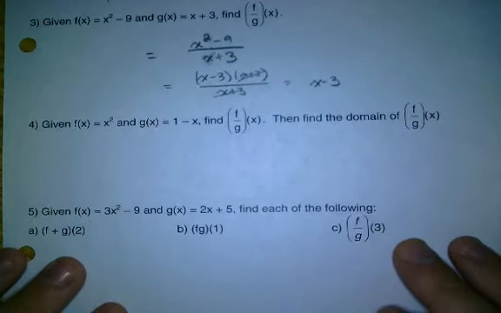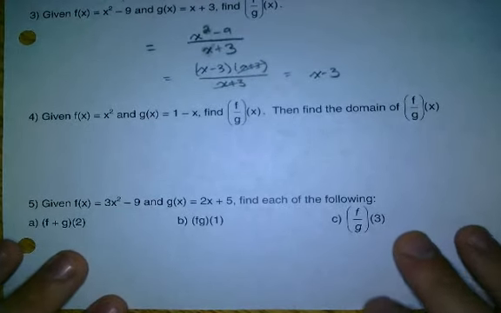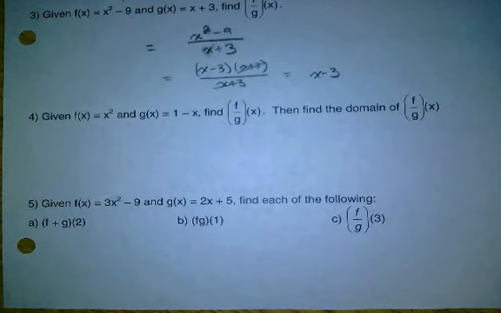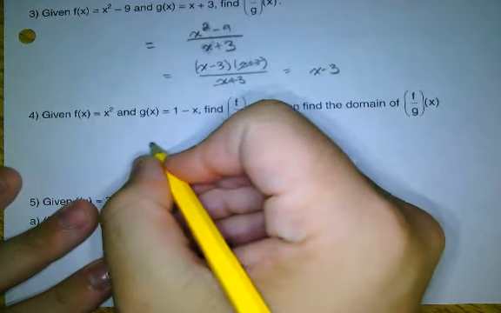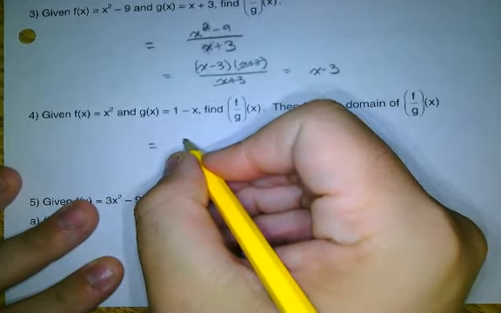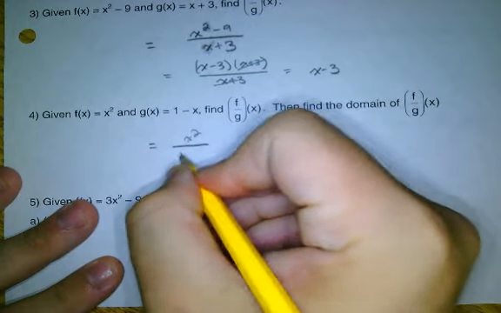Alright, the next one. We're going to find something and find the domain. Okay, so we have f and g. We're going to divide them. So this is going to be x squared over 1 minus x.